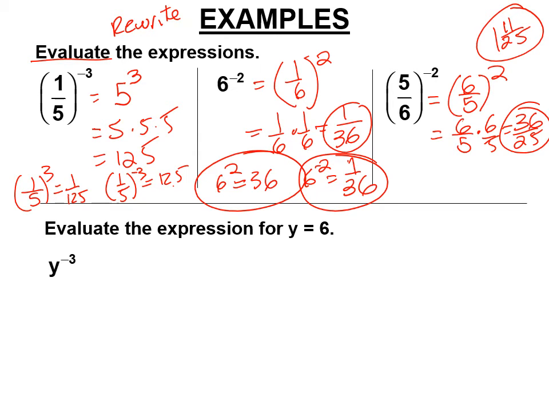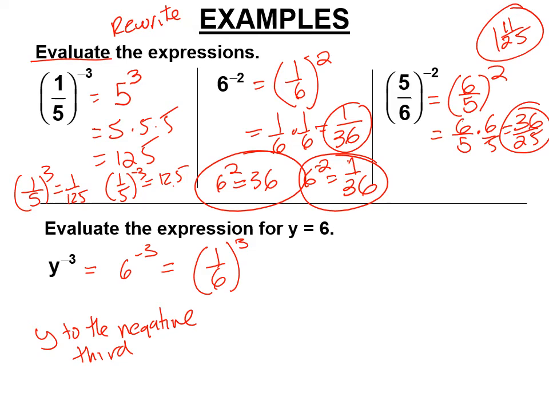All right, and we're doing this with algebra, so y to the negative third. So we say this is y to the negative third. We do not say negative cubed. Y to the negative third, and that's 6 to the negative third. So then we have to take the reciprocal of that and do 1/6 cubed.